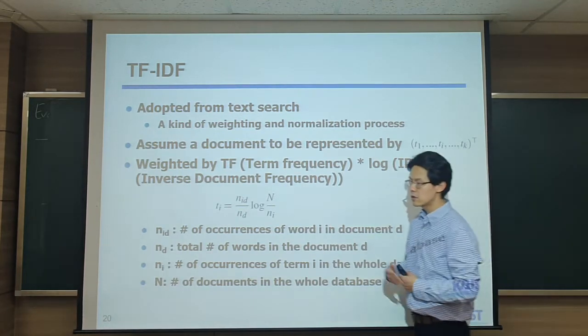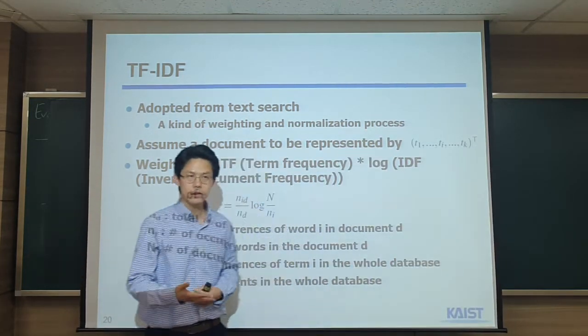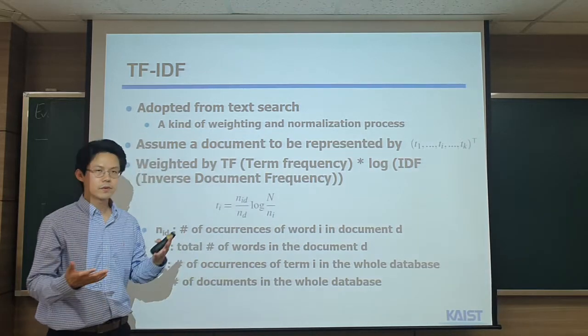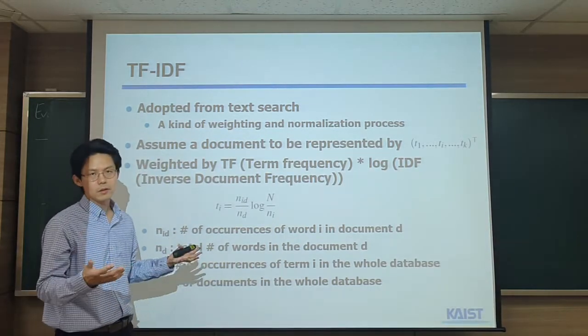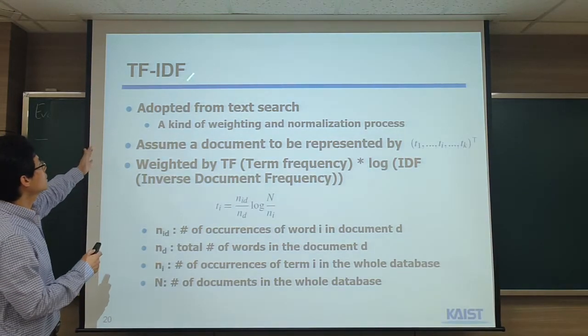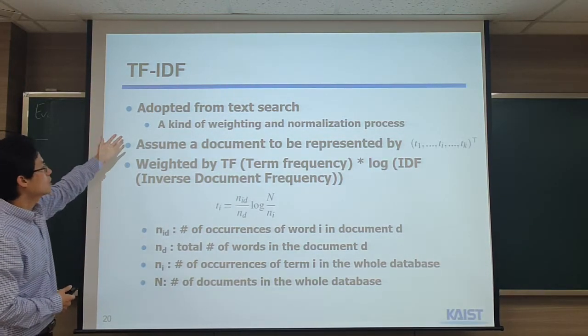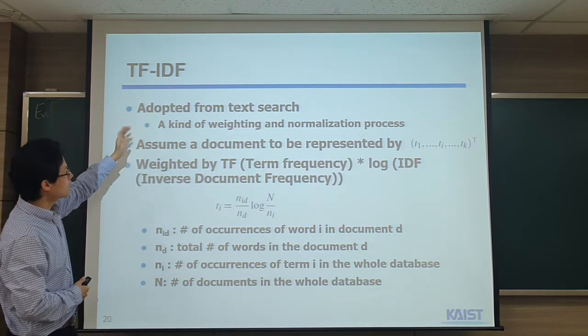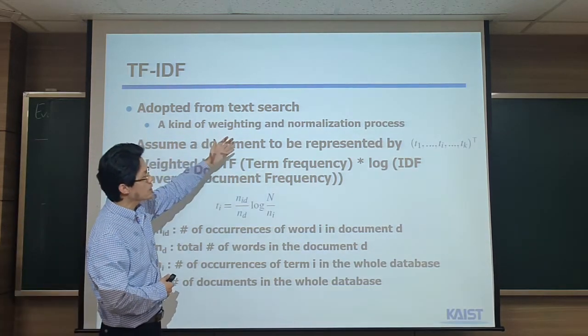Also, one of your fellow students asked about the case where some feature becomes very dominant. There could be a lot of issues, right? So that's why we can also talk about TF-IDF. This also adopts from text search. This is also a kind of weighting or normalizing process.